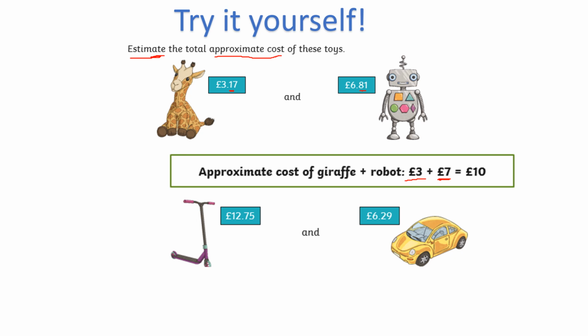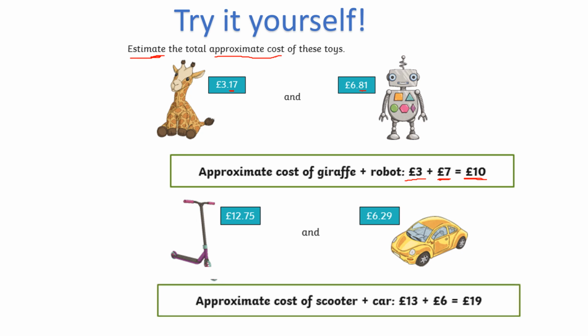And £7 plus £3 is £10. So remember, first you round it to find the approximate cost, and then you add the amounts so that you can compare it at the end. Now, with the scooter, £12.75 rounded to £13, and £6.29 rounded to £6, and the total cost of those two is £19. So we have £19 here, and we have £10. Which one is greater? £19 is greater, so we will indicate this with the symbol.